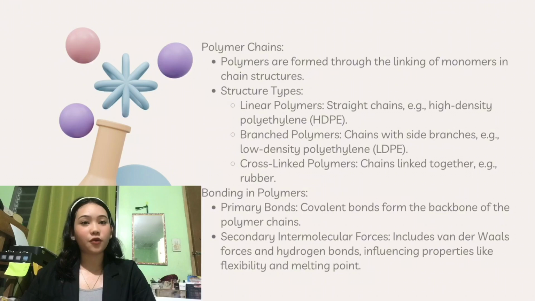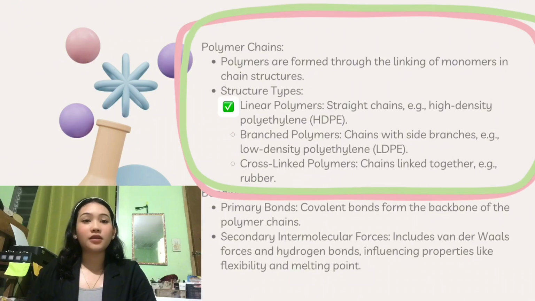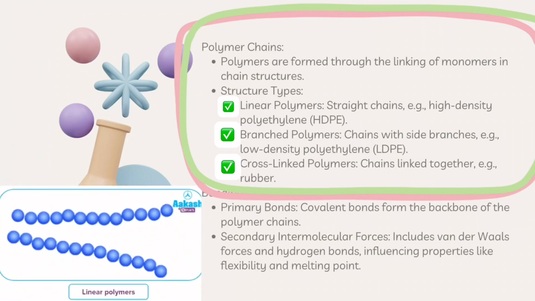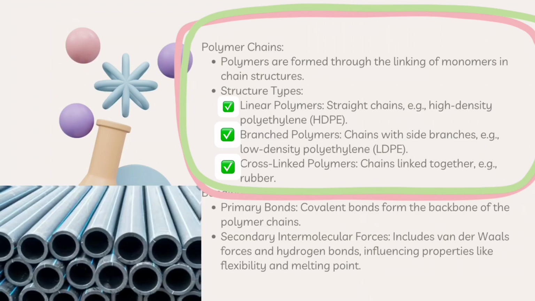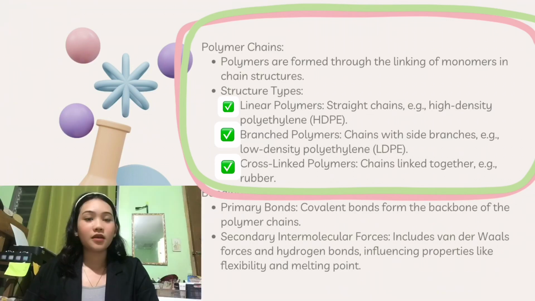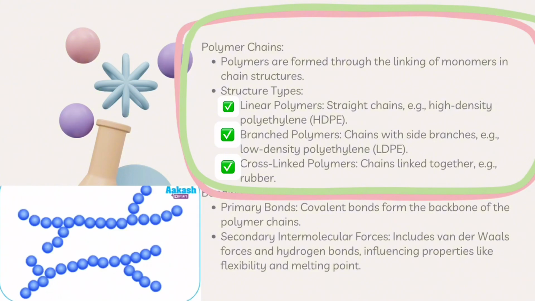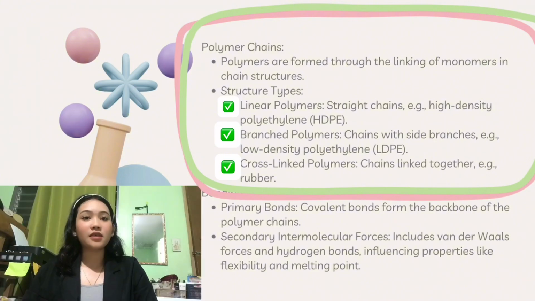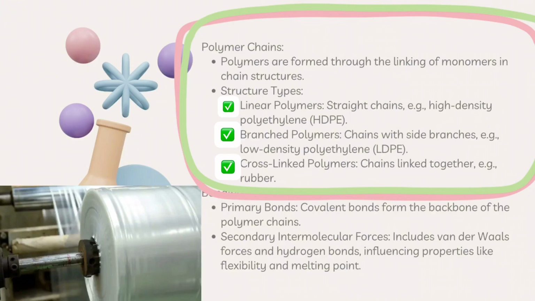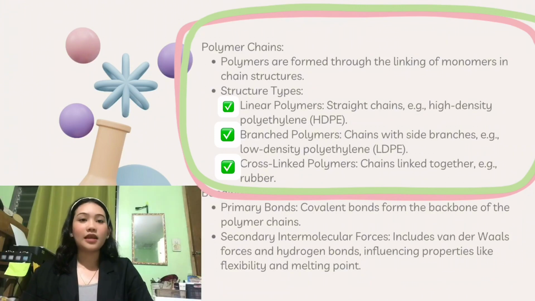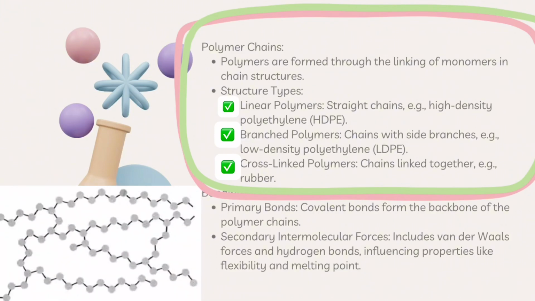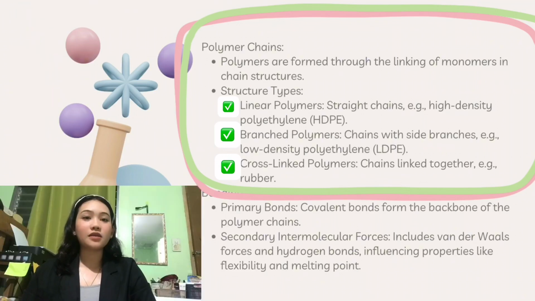Polymers don't just form straight lines. They can be linear, branched, or even cross-linked. Linear polymers are straight chains. An example of this is high-density polyethylene. While branched polymers are chains with side branches. An example of this is low-density polyethylene. And the last one is the cross-linked polymer. These are chains that are linked together. An example of this is rubber.